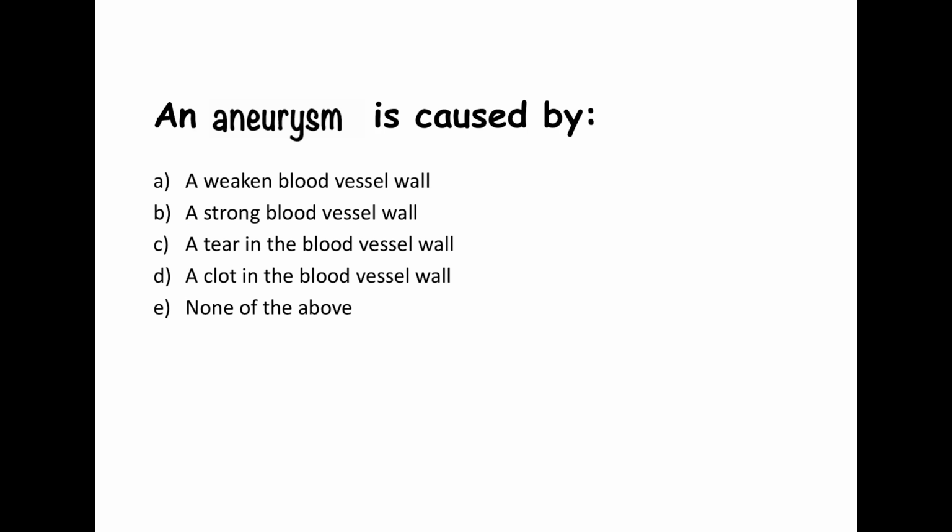An aneurysm is caused by a weakened blood vessel wall, a strong blood vessel wall, a tear in blood vessel wall, a clot in the blood vessel wall, or none of the above. So the answer is a weakened blood vessel wall. Okay? Now, if there's a tear, you're bleeding. You're bleeding through. So that's when it has completely ruptured. So it's typically caused by a weakened blood vessel wall.